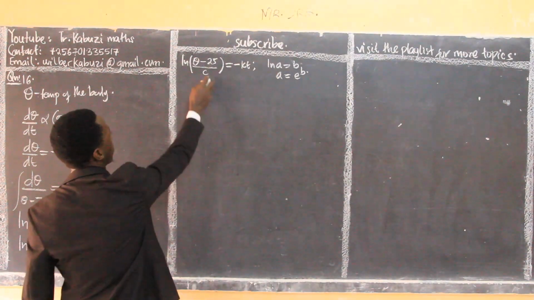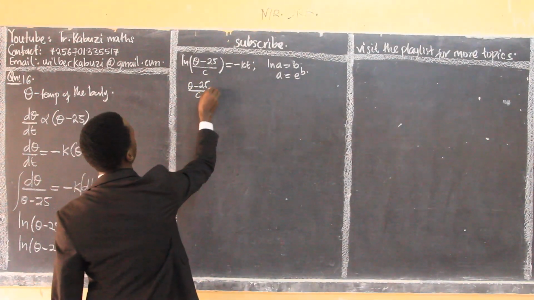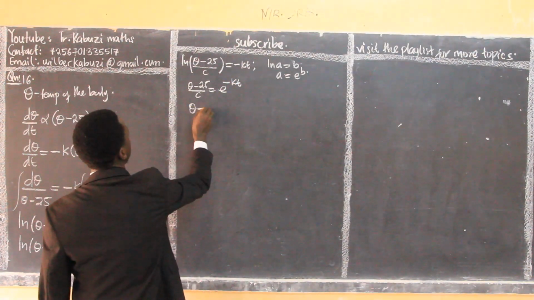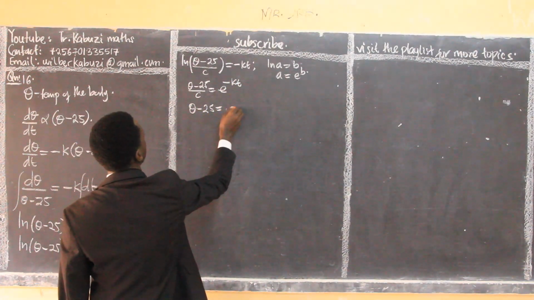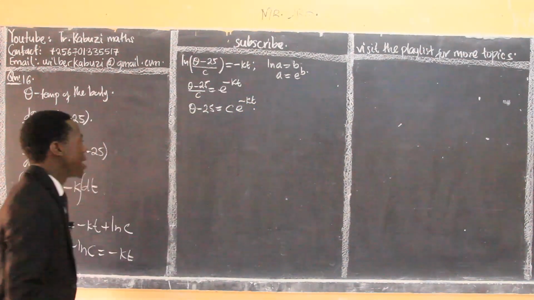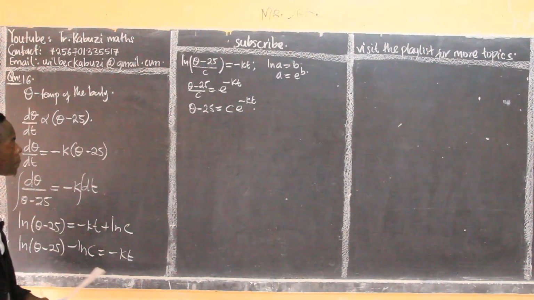So now I'm going to have theta minus 25 over c equals e to the negative kt, of which theta minus 25 equals c e to the negative kt. You can easily simplify it that way, or you can leave it here. But for me, I prefer that one.